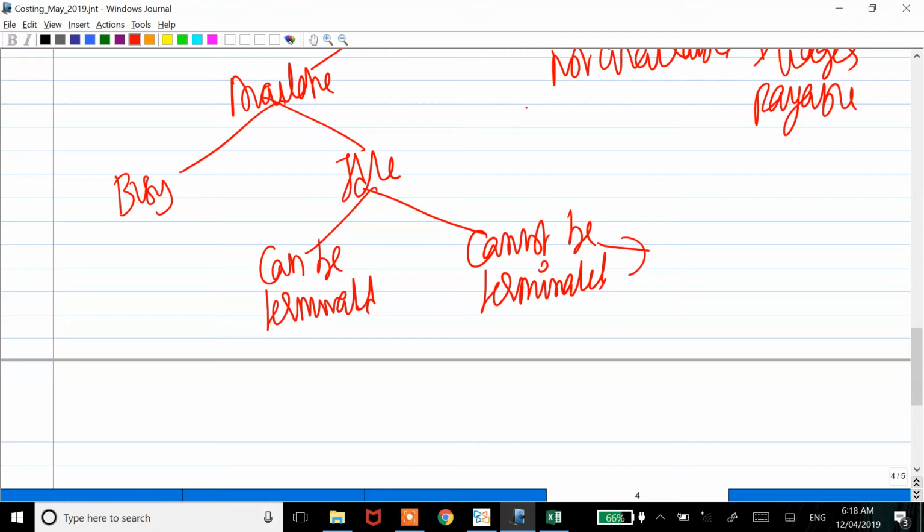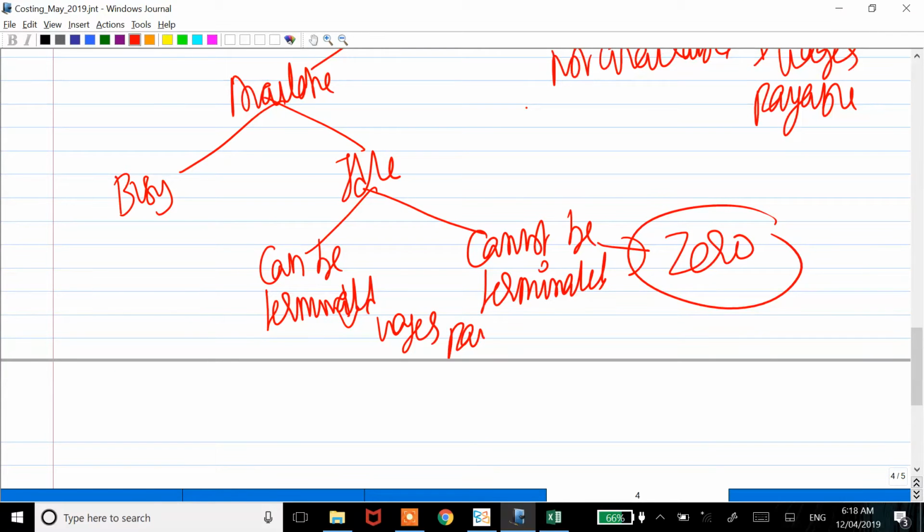In that case, relevant cost is 0, because you are not incurring anything extra for the audit manager or the article assistant if you decide that these people can never be terminated. If they can be terminated, then relevant cost is wages payable. The relevant cost is wages payable.